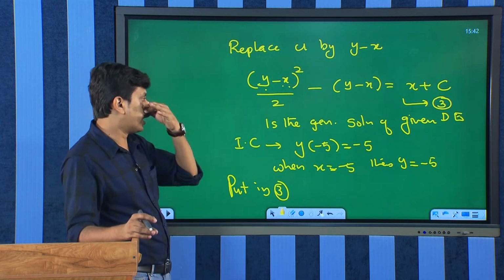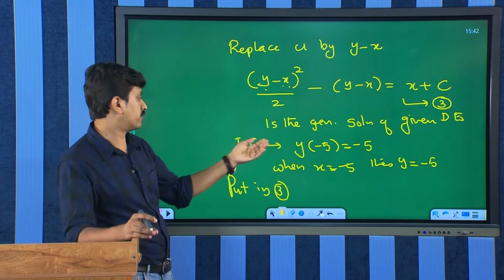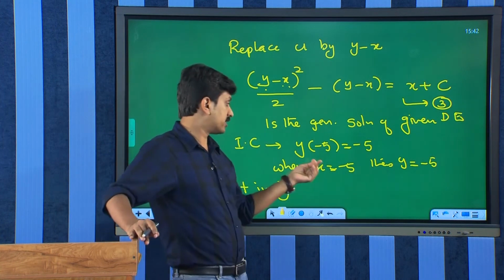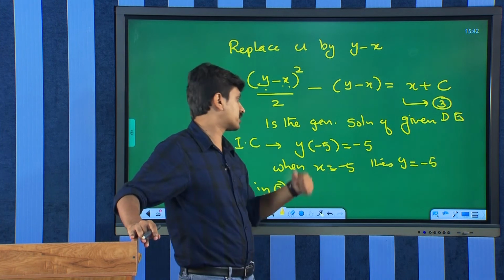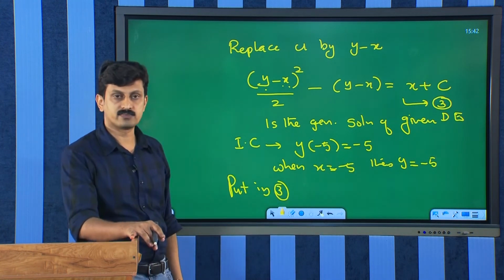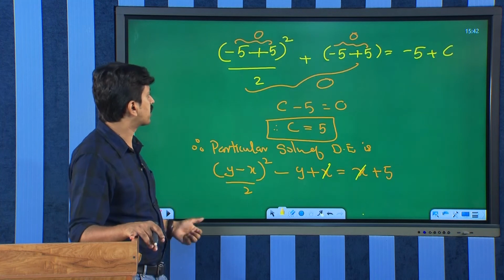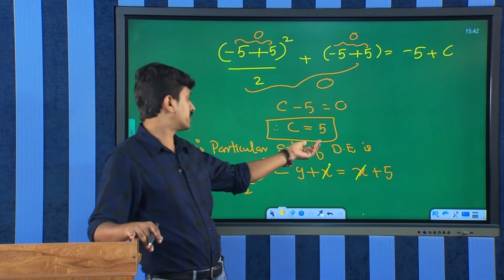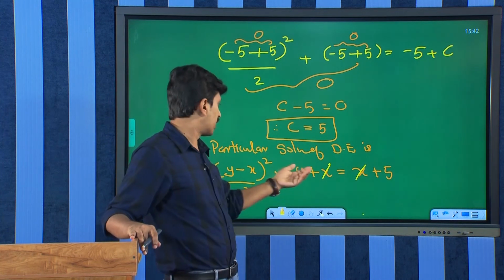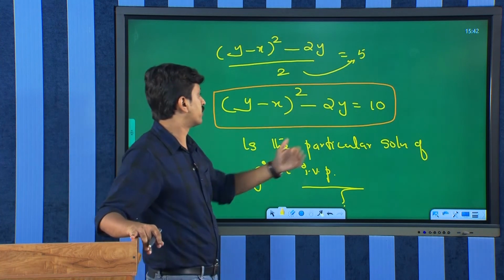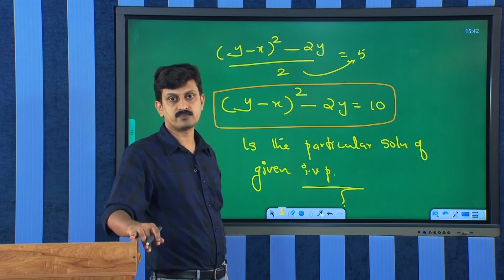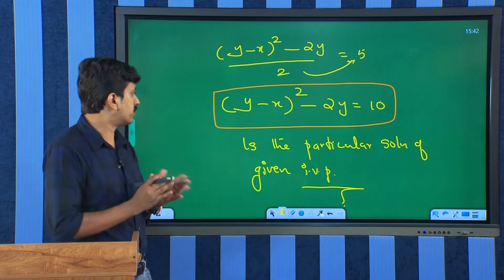Because this is an initial value problem, we apply the initial condition, that is y is equal to minus 5 when x is equal to minus 5. While applying the initial condition, we found the value of c as 5. We apply it in 3, and by manipulating this we found the general solution. So this is the method.